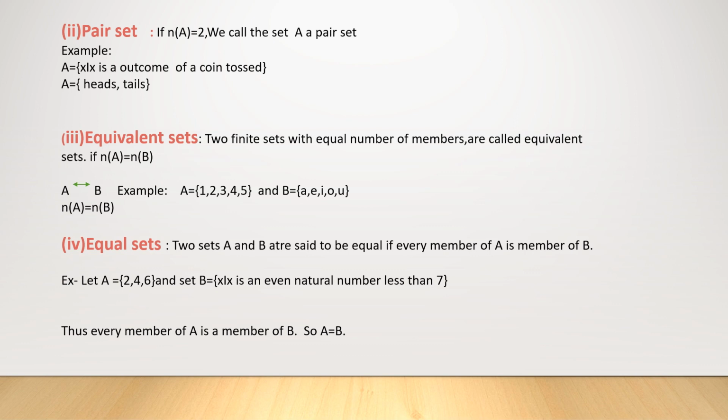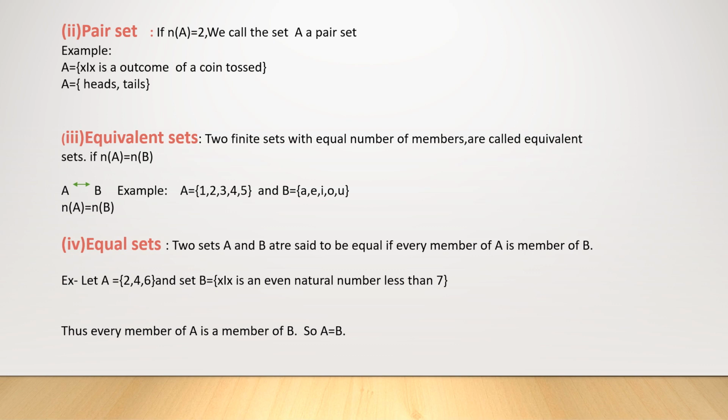Equivalent sets. Two finite sets with an equal number of members are called equivalent sets. If n(A) = n(B), then A is equivalent to B. Example: set A = {1, 2, 3, 4, 5} and set B = {a, e, i, o, u}. As you can see, both the sets A and B have 5 elements. So n(A) = n(B), so A and B are equivalent sets.